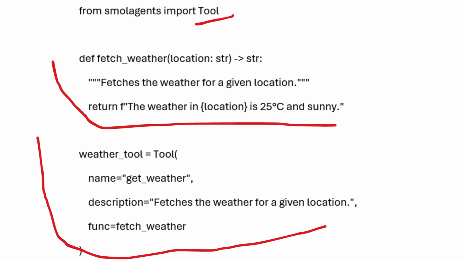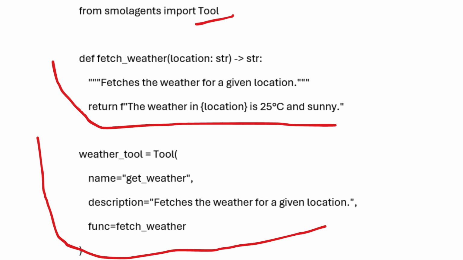weather_tool = Tool(name="get_weather", description="Fetches the weather for a given location.", func=fetch_weather). Here's what's happening in this step. We're creating a new tool and storing it in weather_tool.